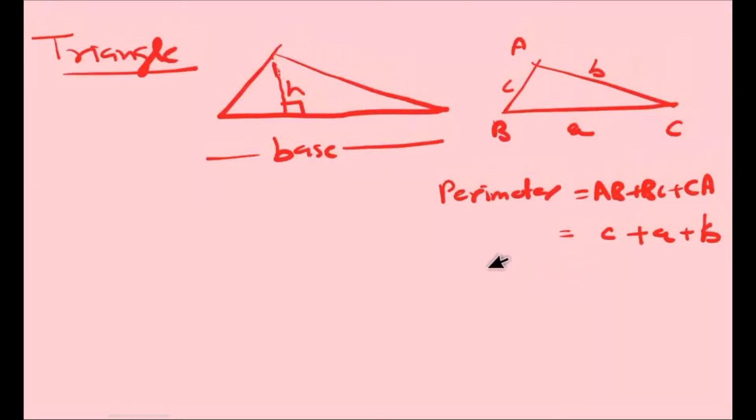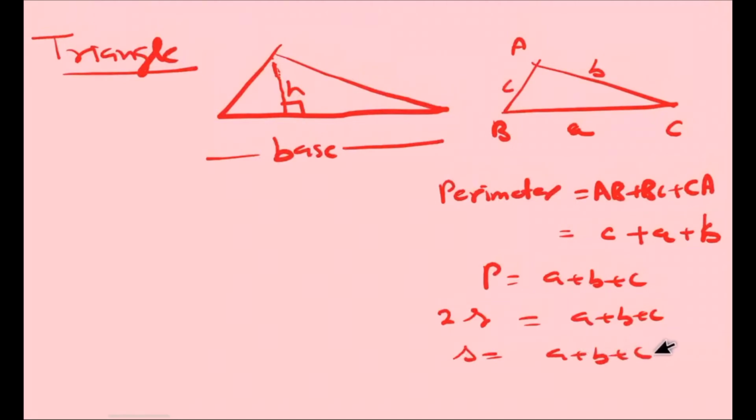So your perimeter is a plus b plus c. What are a, b and c? a, b and c are the lengths of the sides of the triangle. Let the perimeter be 2s. Then what is s? s is the semi-perimeter, or half of the perimeter, meaning half the boundary of the triangle. Semi-perimeter is denoted by s, equal to (a plus b plus c) upon 2.